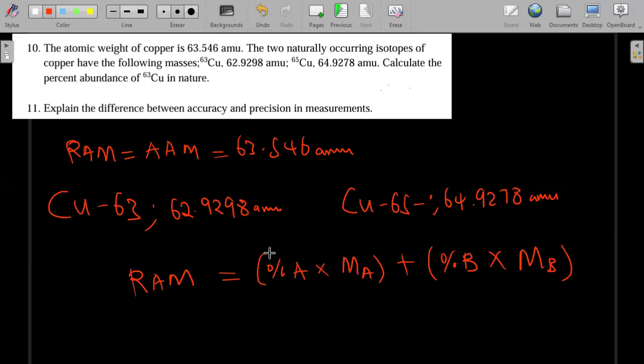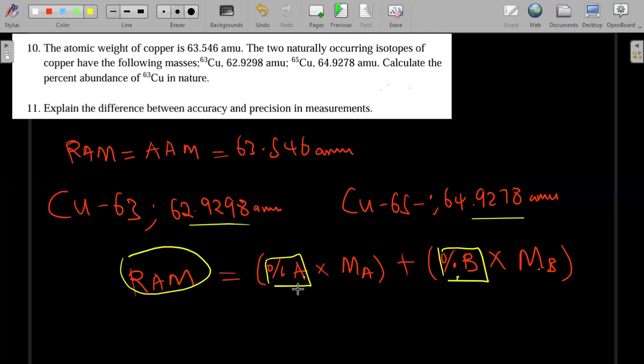In this question, we want to find these percentages because the masses have been given, and even the RAM has been given. So let the percent of copper-63 be X, and the percent of copper-65 be Y. We know the two percentages should add up to 100. So X plus Y equals 100.